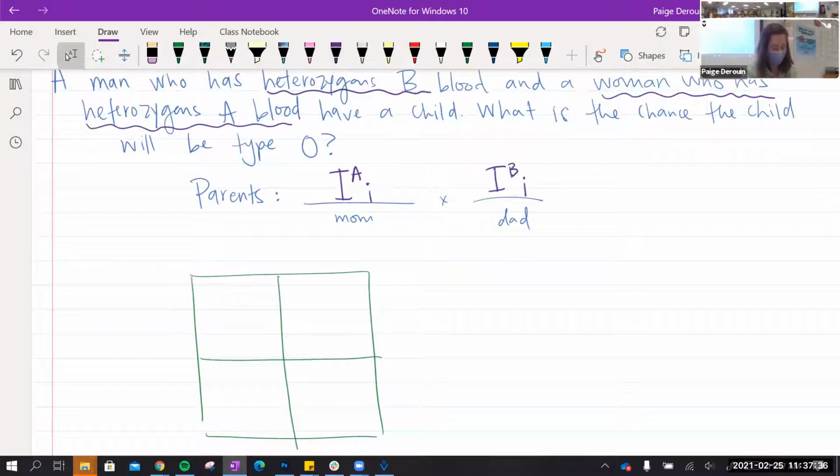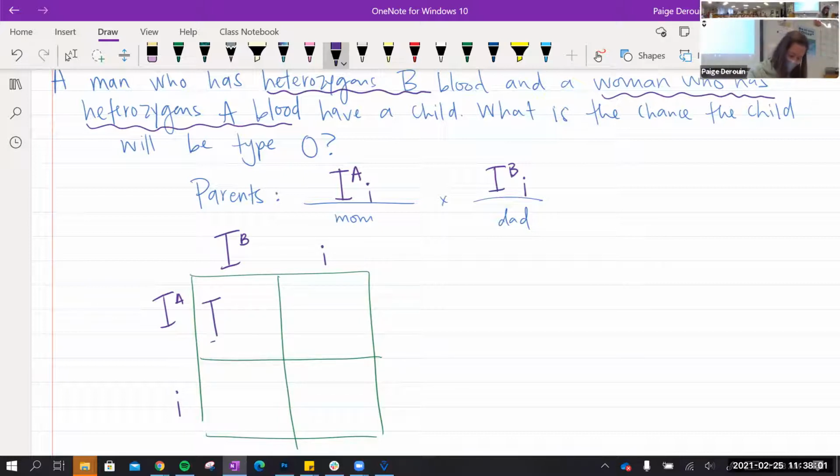Then it's time to do our square. I'm going to put mom going down the side, I capital A, small i. The capital A and the capital B stay with the I. Don't separate them. Dad goes across the top, I capital B, small i. And when you fill it in, keep your superscripts with the letters they came with. So this will be I capital A, I capital B. This will be I capital A, small i. This will be I capital B, small i, and this will be two small i's.